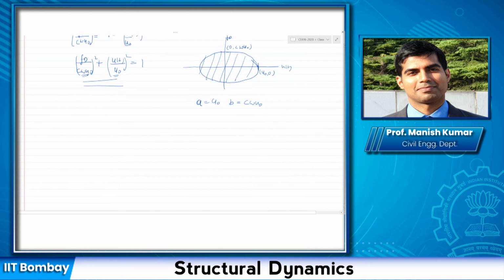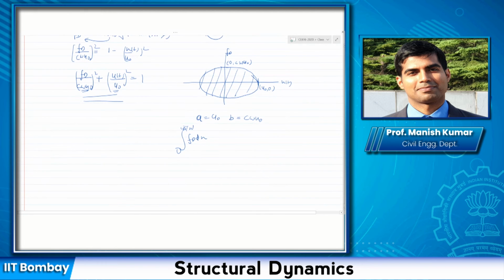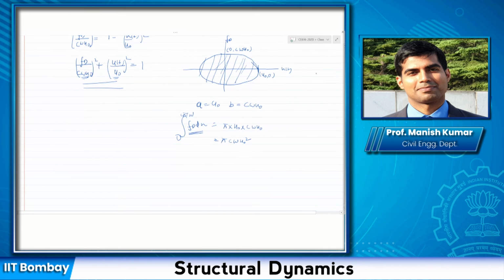So if I have to find out how much is the energy dissipated, that is basically the integral of FD du, right? That is nothing but FD times du from 0 to 2 pi, which is basically the area under this curve. I know the area of an ellipse: it is pi times the first intercept u naught times the second intercept. So I get exactly the same expression that I had got by substituting the actual expression and integrating it. So using the graphical representation as well, I get exactly the same expression.